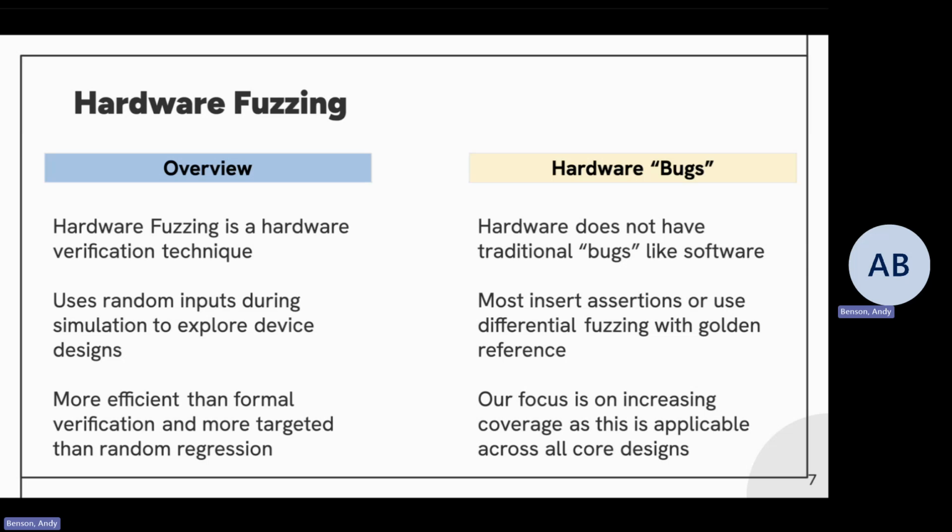Hardware fuzzing is one method for hardware verification, along with formal verification, such as assertion proving, or dynamic verification, such as simulation-based random regression. Hardware fuzzing offers a more efficient approach to full formal verification, as well as more guidance than random regression, which struggles as the device under test increases in complexity.